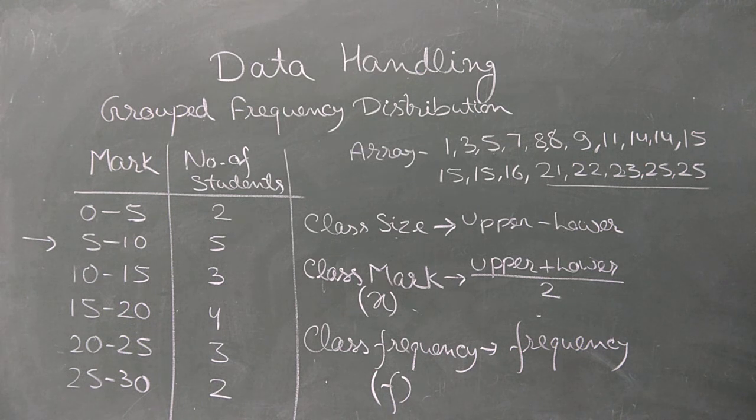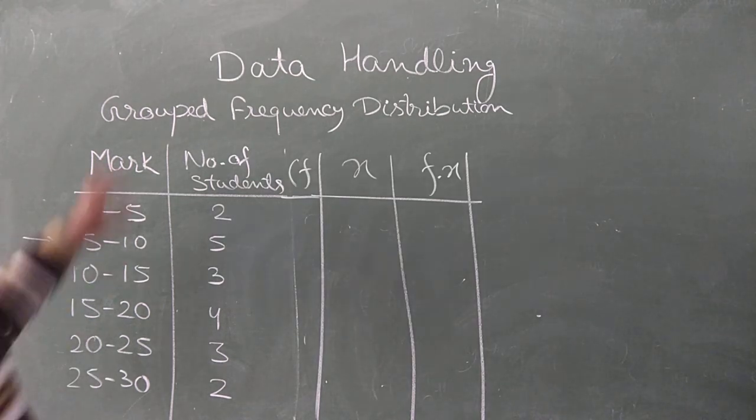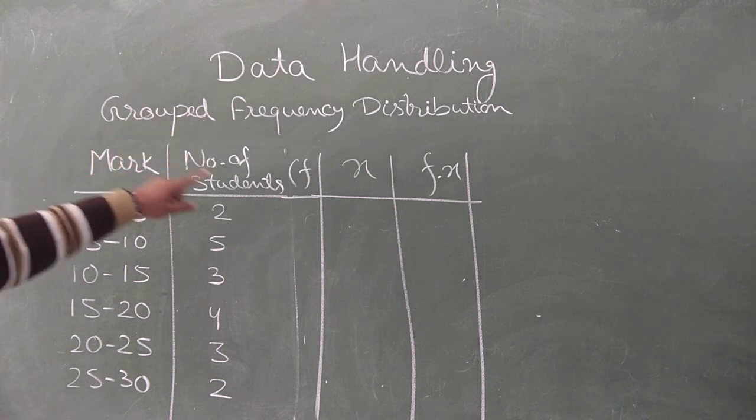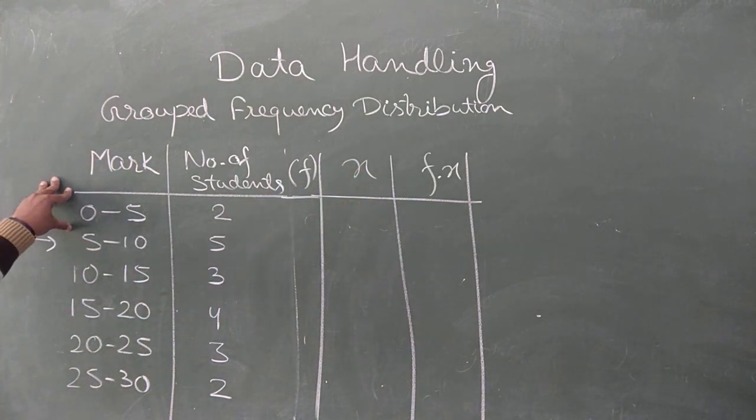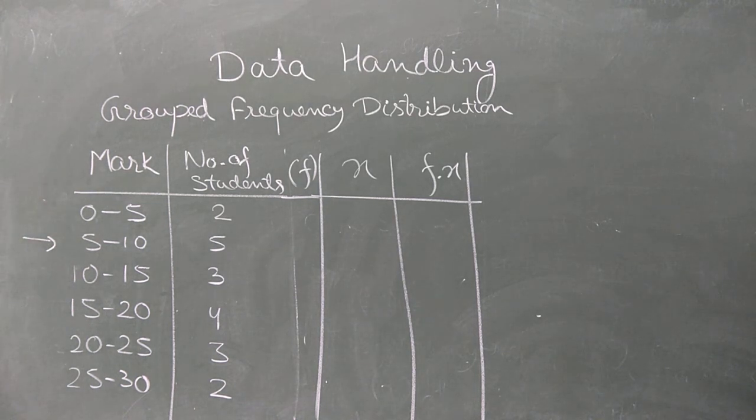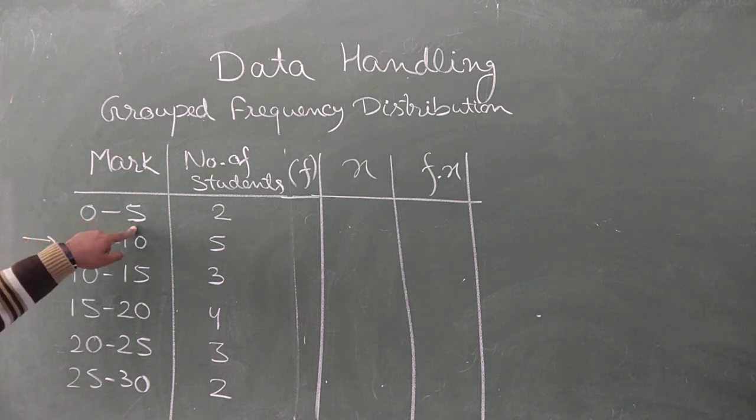Now, if the question says find out the mean of this data, how do we find it? We use the same concept. For finding the arithmetic mean of a grouped frequency distribution, as we know, f is already given. We have to find the value of x. The value of x is the class mark of the range. For 0 to 5, class mark is 0 plus 5 divided by 2. This is your class mark.